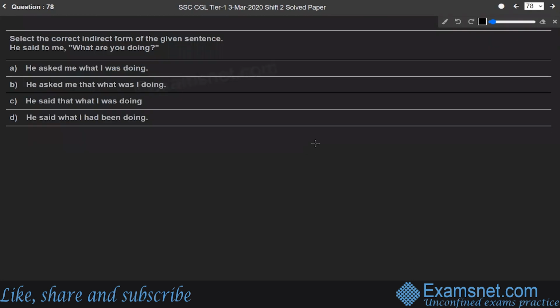Next question is, select the correct indirect form of the given sentence. The sentence here is, he said to me, what are you doing? So for this question, we have to find the correct indirect form. What do you understand by indirect form here? Generally, there are two types of speech: direct speech and indirect speech. So indirect form here means indirect speech.